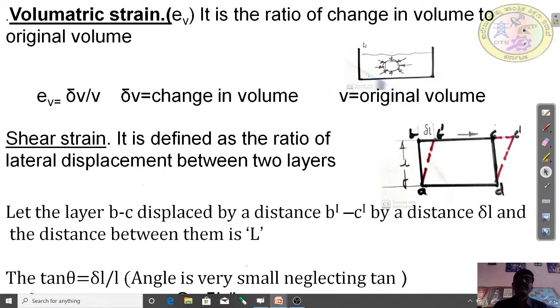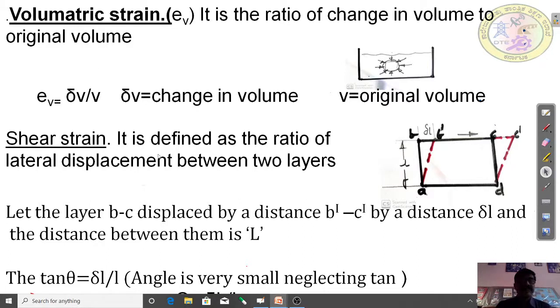Volumetric strain. It is the ratio of change in volume to original volume. These kinds of circumstances arise when the volume changes. For example, when a ball is under liquid, the pressure of the liquid acts on all sides, changing the shape and reducing the volume. Therefore, volumetric strain is given by change in volume by original volume.